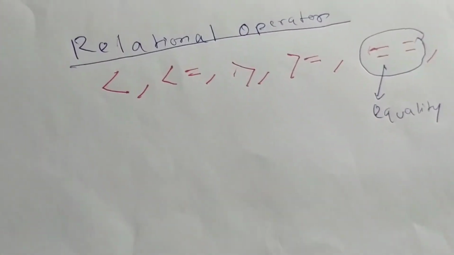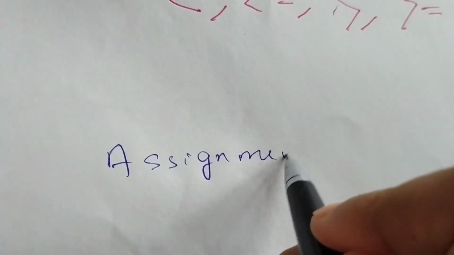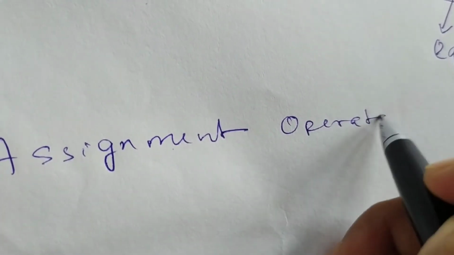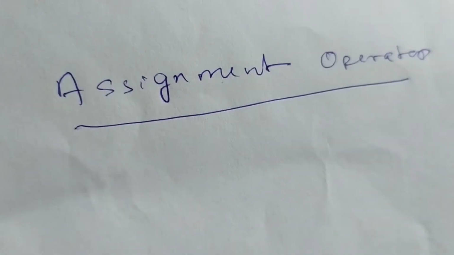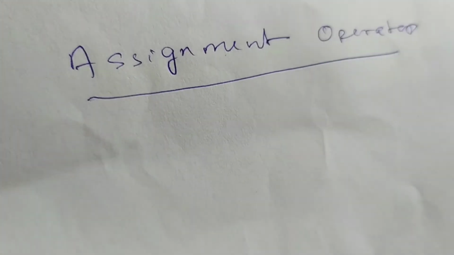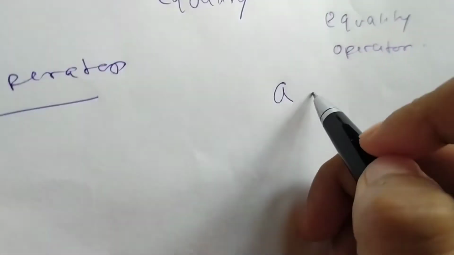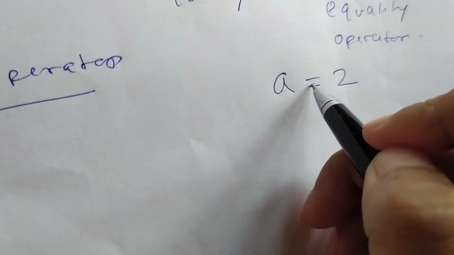Okay, so now the third operator is the assignment operator. It generally is used to assign a value to a variable. Suppose this is a variable a, we are assigning a value a equal to 2, so we are using an assignment operator. So equals is an assignment operator.